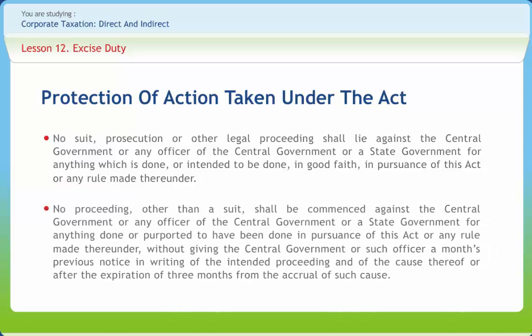No proceeding other than a suit shall be commenced against the central government or any officer of the central government or a state government for anything done or purported to have been done in pursuance of this Act or any rule made thereunder, without giving the central government or such officer a month's previous notice in writing of the intended proceedings and of the cause thereof, or after the expiration of 3 months from the accrual of such cause.